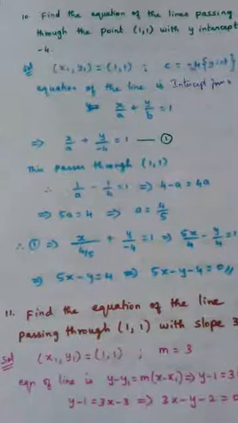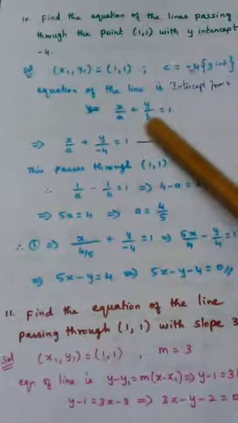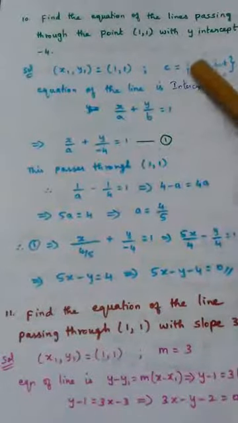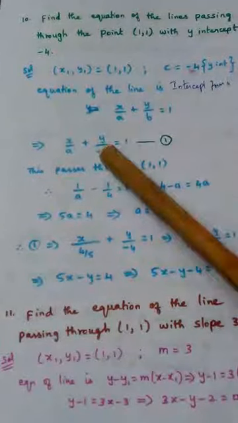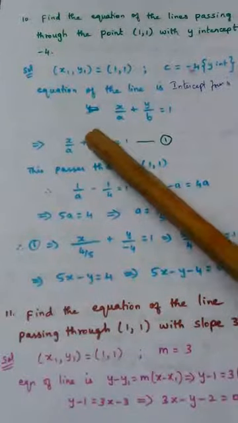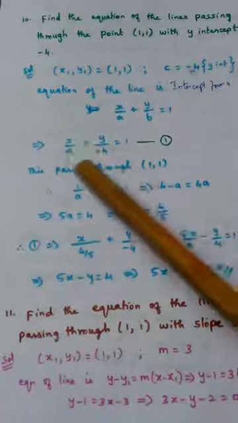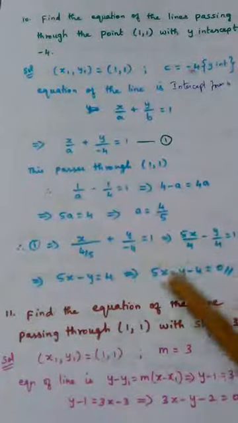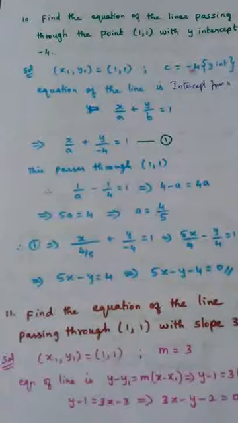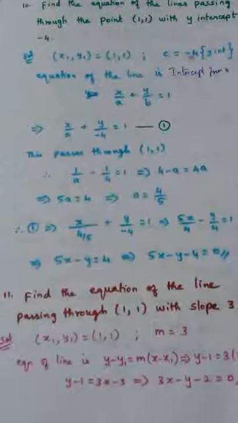Hope you will understand which format we are taking. Intercept form we are taking, out of which the y-intercept we know, substituting that. The point we know, substituting the x value and y value, finding out the a value and substituting the a value here and simplifying and getting the equation. Try to understand. If not, see it one more time, definitely you will understand.